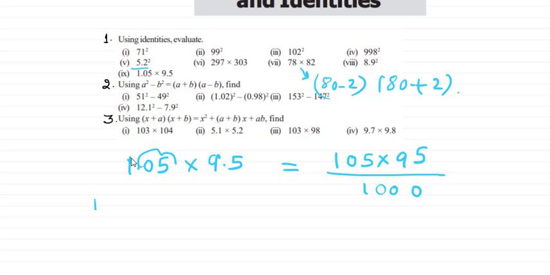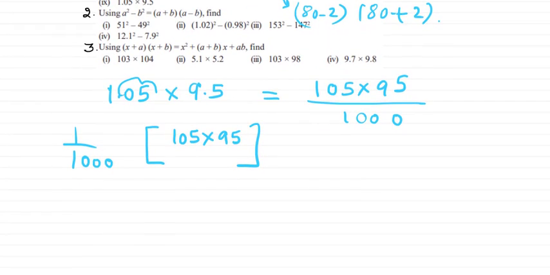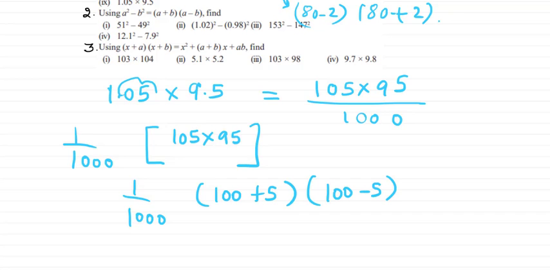Now what we will do, we will solve the answer, and whatever the answer comes, you can divide it by 1000. So it will be 105 into 95. Now again you can break it as 100 plus 5 and 100 minus 5. So it will be 1 by 1000 into (100 plus 5) and (100 minus 5). I'm just keeping a bracket. So 1 by 1000 and 100 plus 5 and 100 minus 5 will give you 100 square minus 5 square.